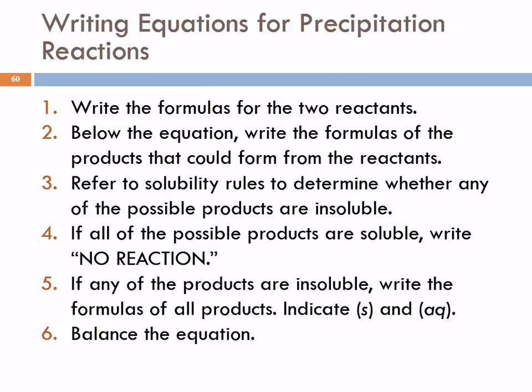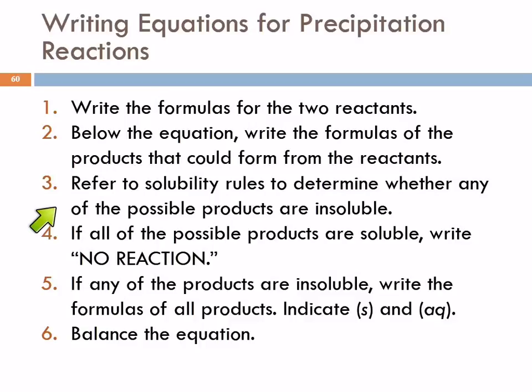So for those of you who like steps, lists of instructions, here's your list. We need to be able to write equations for precipitation reactions, and this is how we're going to do it. You need to have the formulas for the two reactants, and then below that, write the formulas of the products that could form. So I'll show you an example, it'll become clear.